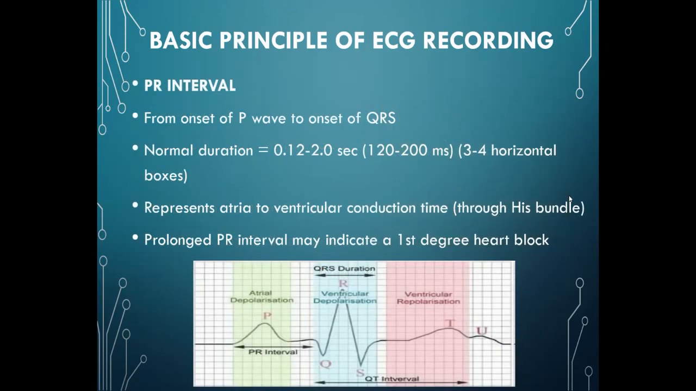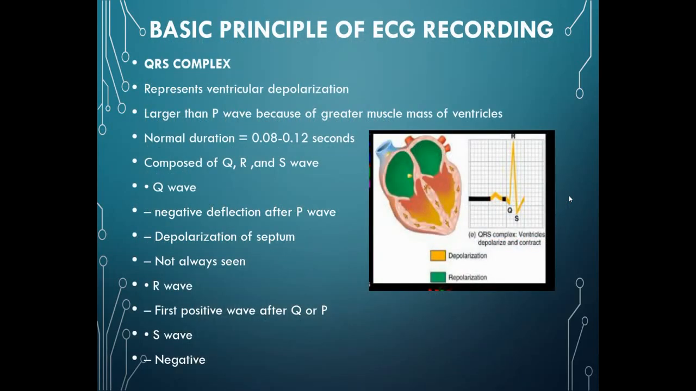Then comes the PR interval, from the start of the P wave to the start of the QRS complex. This is called the PR interval, which ranges from 0.12 to 0.2 seconds, and it represents the atrial to ventricular conduction time, that is the time for the passage of the wave up to the bundle of His. If there is a prolonged PR interval, more than 0.2 seconds, that indicates first degree heart block. Then comes the QRS complex.